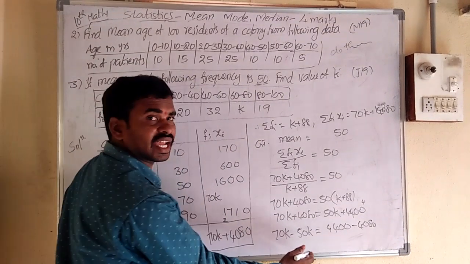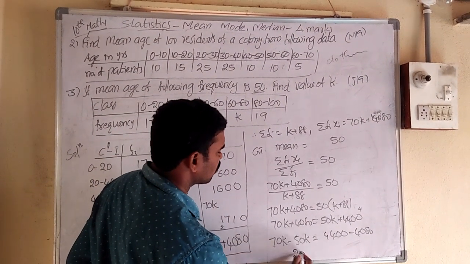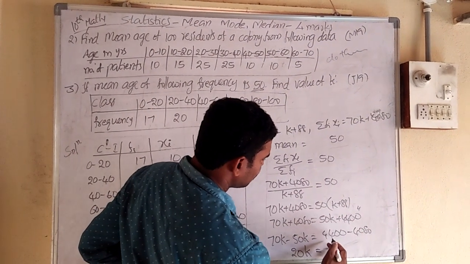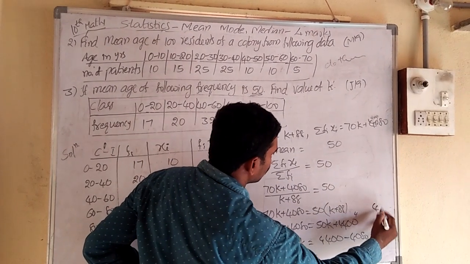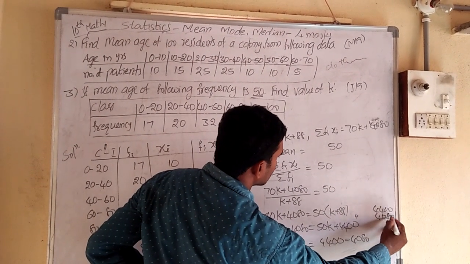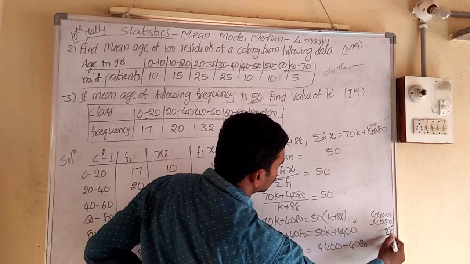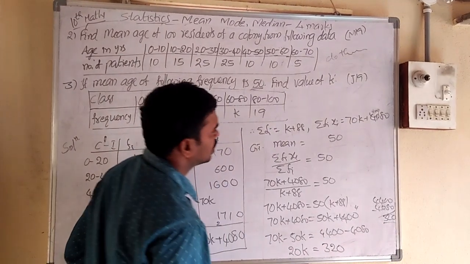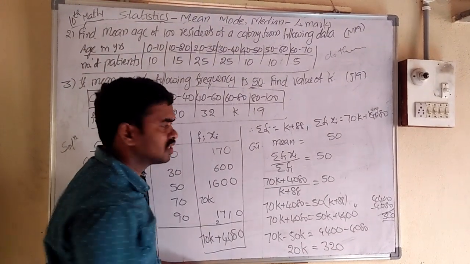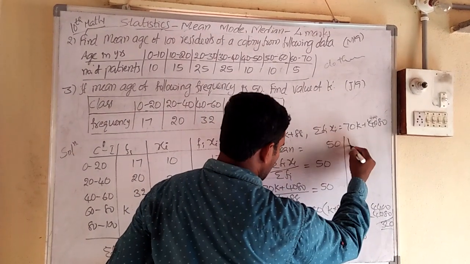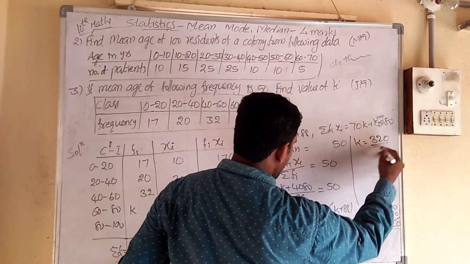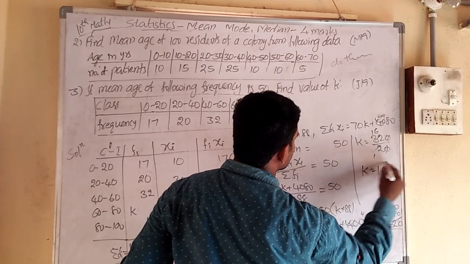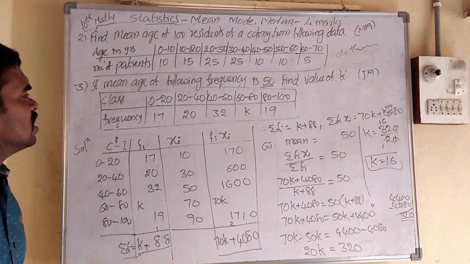Subtract 50k from 70k, remaining how much? 20k is equal to 4400 minus 4080, how much? 320. So next, send the 20 to the right side, then we will get the k value. So k equals 320 by 20. Zero, zero cancel. 2 sixes are 12, 2 ones are 2, so 16. What is the k value? 16 is the k value. This is the solution. Okay.